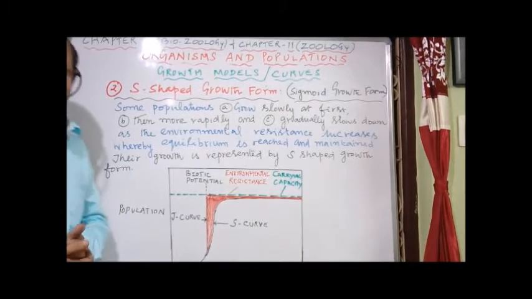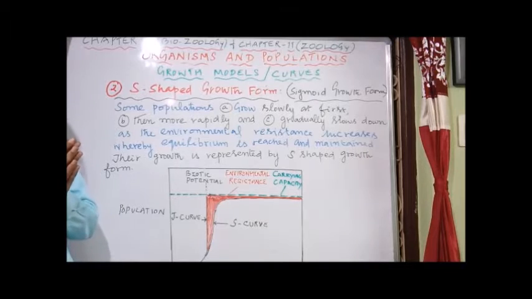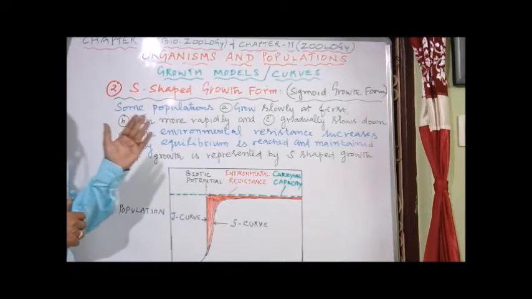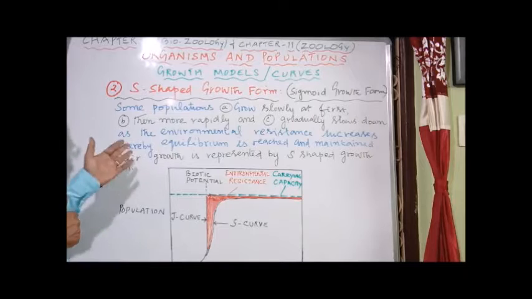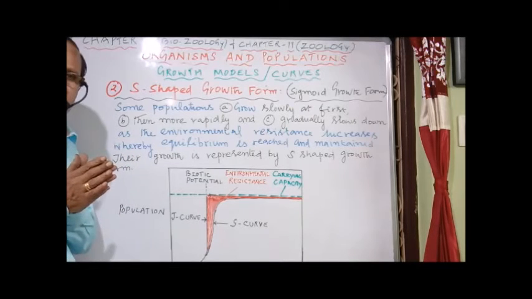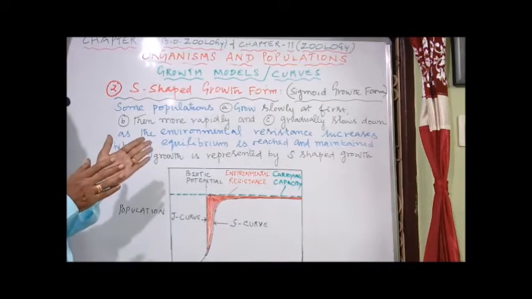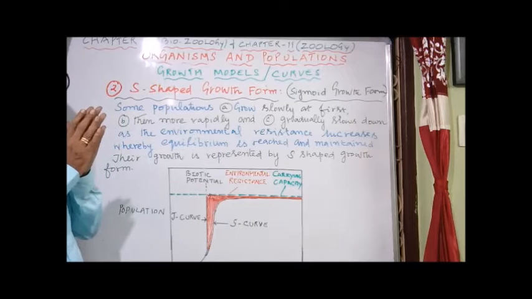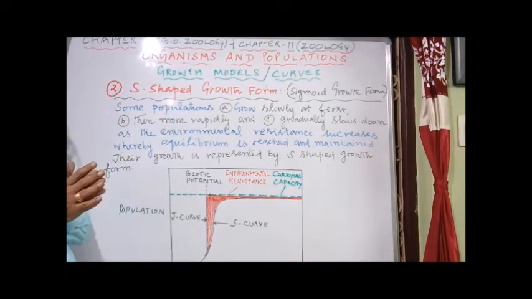Some populations normally grow slowly at first, then more rapidly, and finally growth gradually slows down. That is, as the environmental resistance increases, equilibrium or stability is reached and maintained. Their growth is represented by what is called the S-shaped growth form.